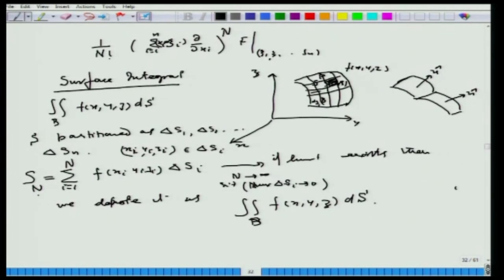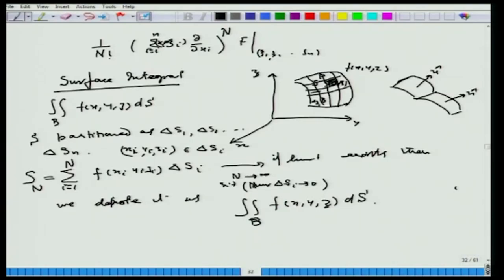Then the integral is defined as the limit of this sum, summation i equal to 1 to capital N, where n is the number of these element surface areas partitioning the whole surface. We take this summation of f(xi, yi, zi), where (xi, yi, zi) is the point in that element area delta Si, times the area of that element, that is delta Si. And if this limit exists, we define it as the integral, double integral over B of f(x, y, z) dS.